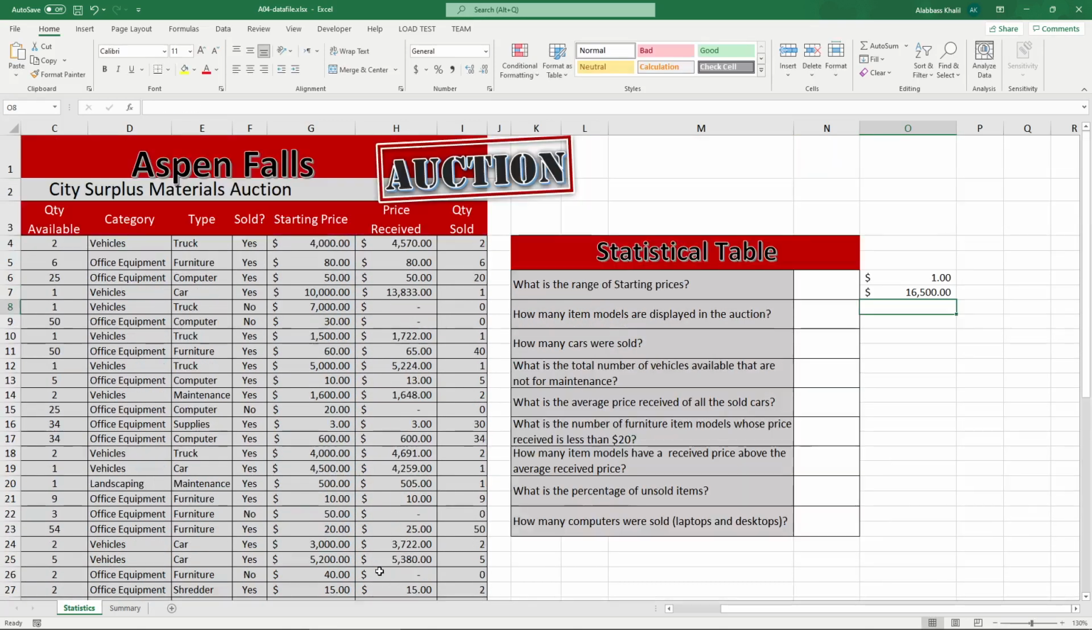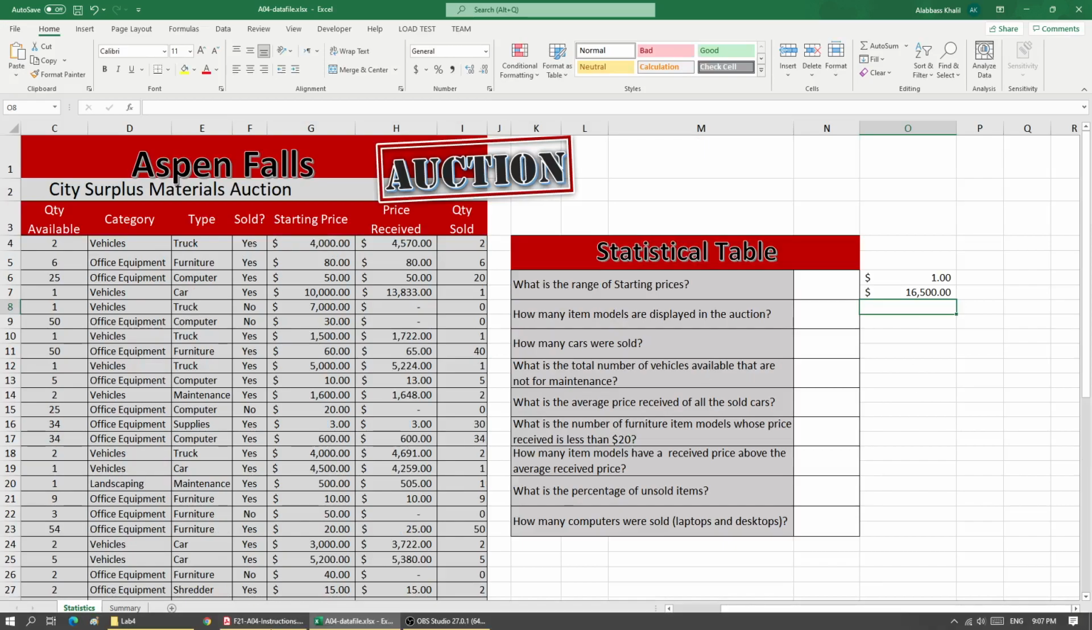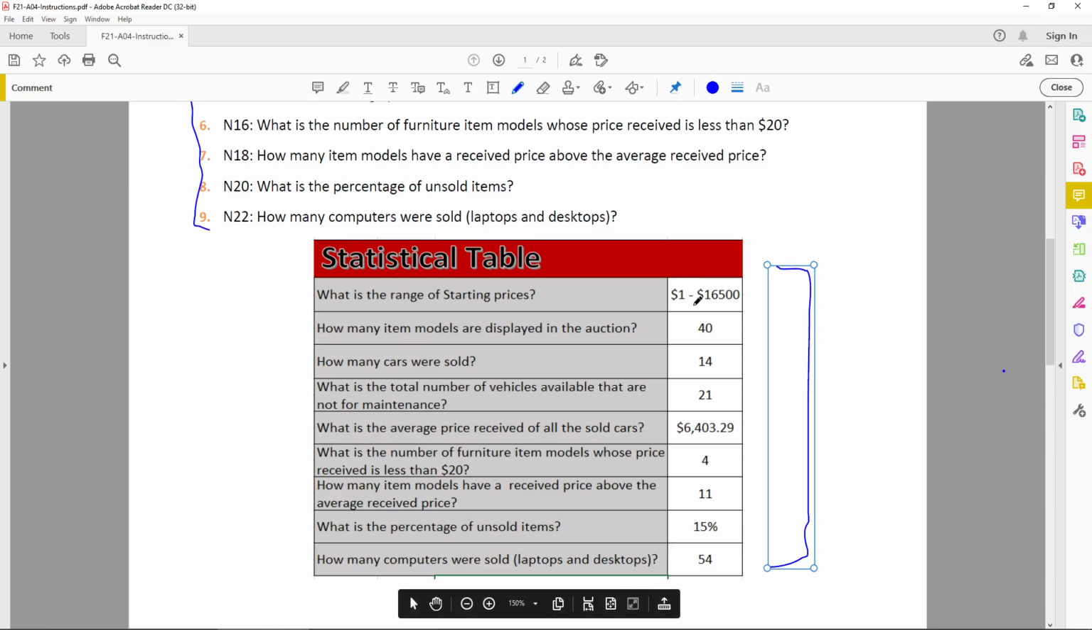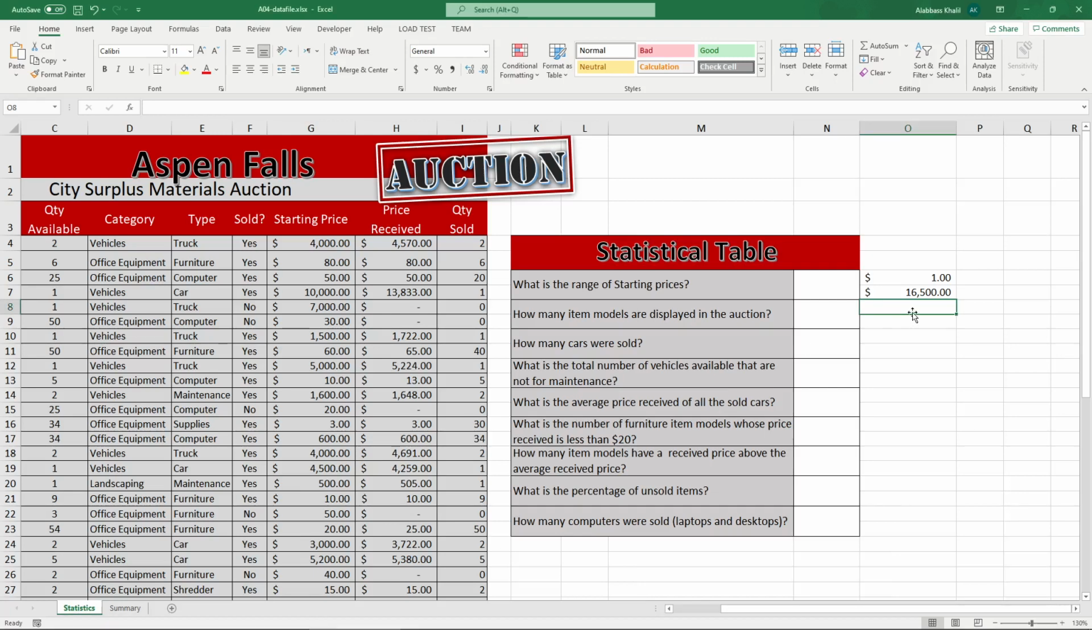And it'll give me 16,500. If we compare with the screenshot, yeah, it's going from 1 to 16,500. So that's kind of the answer. But how can we put these two values together? In order to do that, we use something called concatenation.